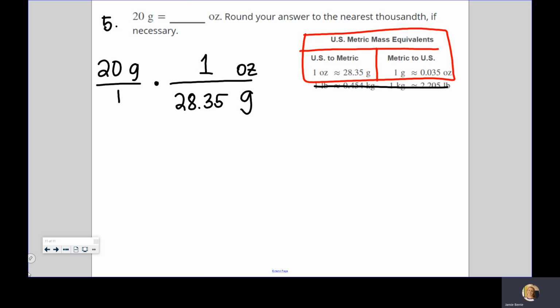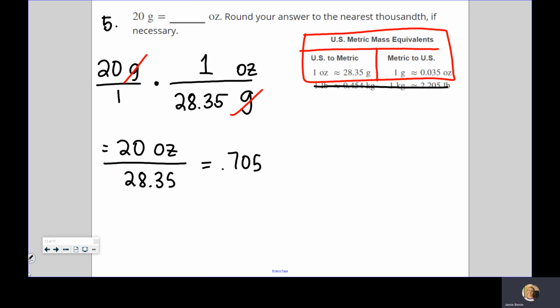All right, so grams and grams cancel. Then you have 20 times 1 is 20 ounces over 1 times 28.35. Then do that division. 20 divided by 28.35, to 3 decimal places, would be 0.705 ounces.